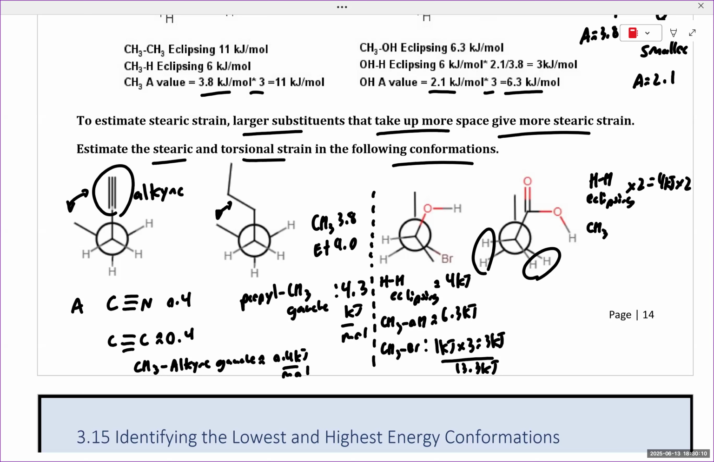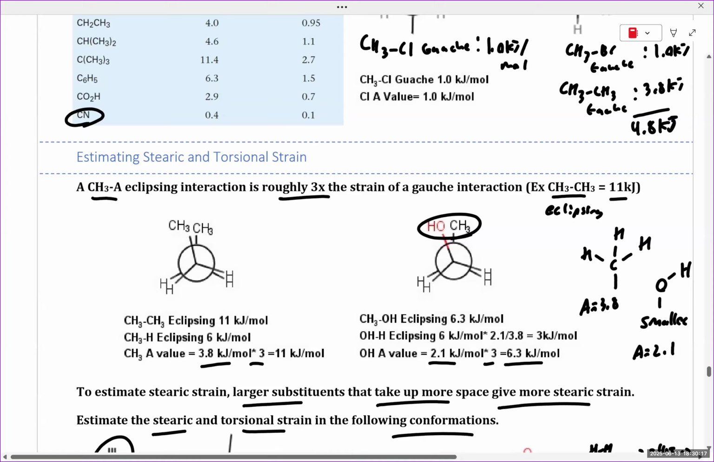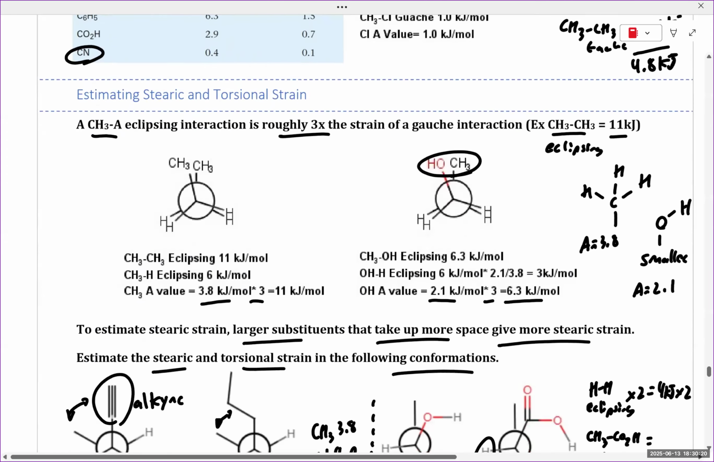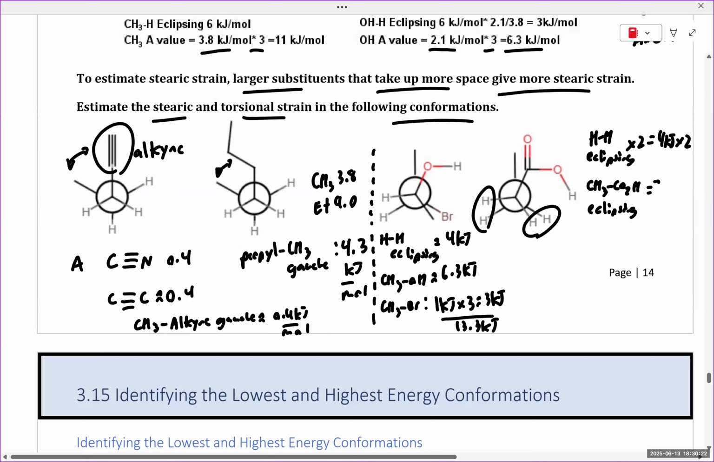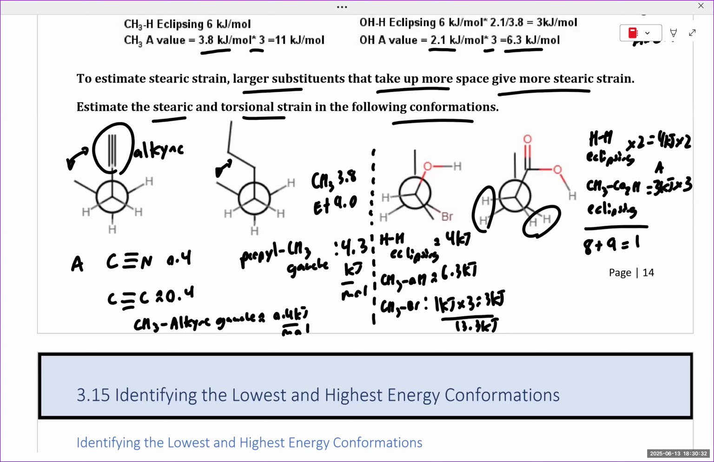And then we have a methyl-carboxylic acid eclipsing. Looking up our A value table here, a carboxylic acid is about 3 kilojoules for the gauche interaction. So we multiply the A value by 3. This in turn gives us 8 plus 9, or 17 kilojoules of total strain. So just as a reminder, to estimate an eclipsing interaction, you can just take the A value and multiply it by 3 as a reasonably accurate rule of thumb.